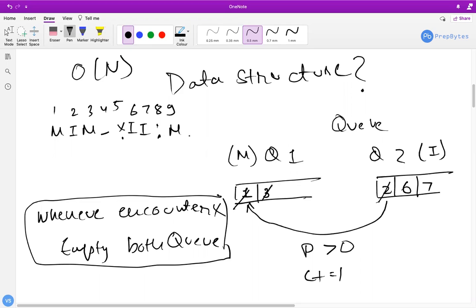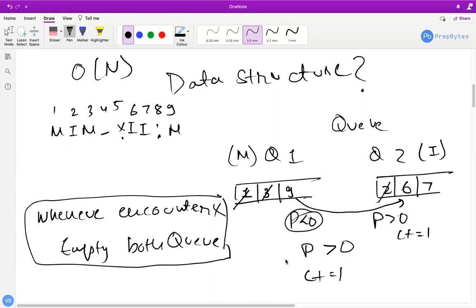Now, when we encounter M, then 9 will be inserted. Now it will check whether the attraction power of 9 and 6 is greater than 0. Yes, it is greater than 0. When it is greater than 0, again c plus equals 1. But what if it is not greater than 0? If it is less than 0, what will we do? We will check for 7.